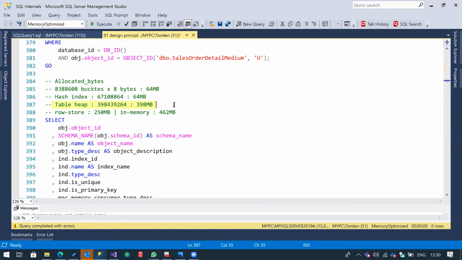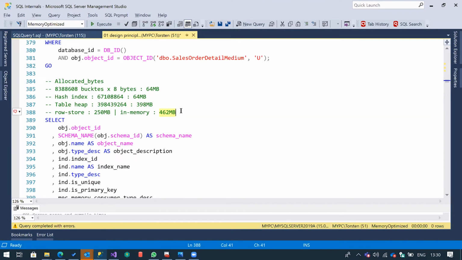And then we have the row itself. The row itself has an impact of almost 400 megabytes. In the end, I use 462 megabytes for my in-memory OLTP data in memory. This is still the same memory. This is still SQL Server memory, right?